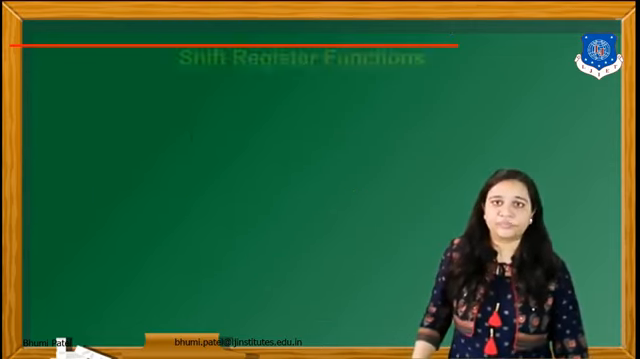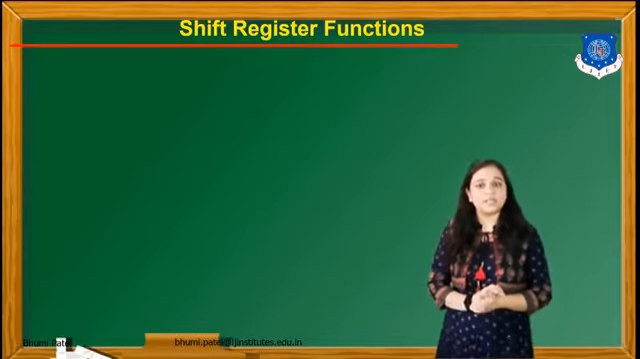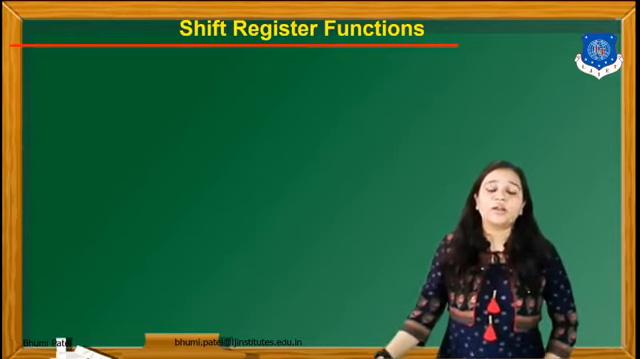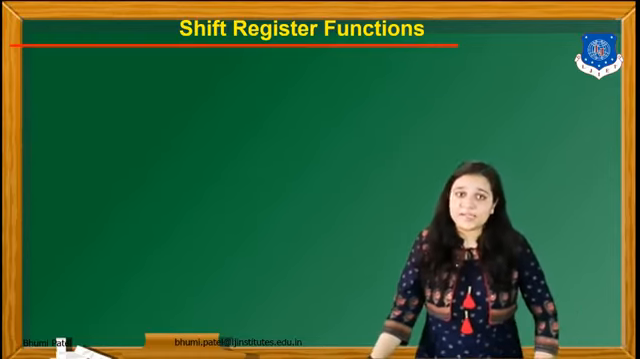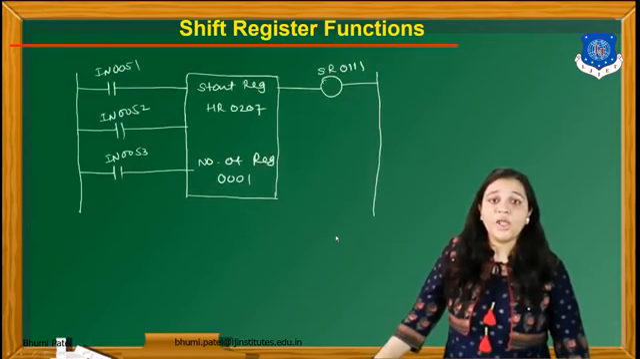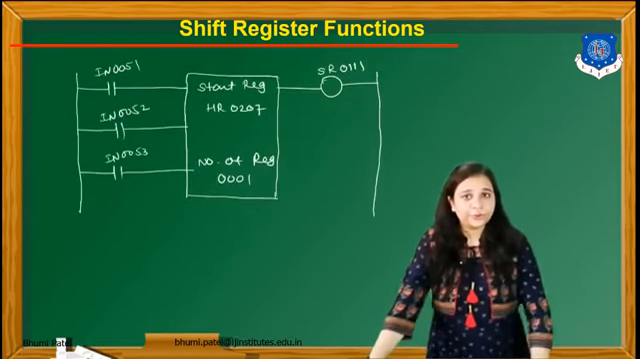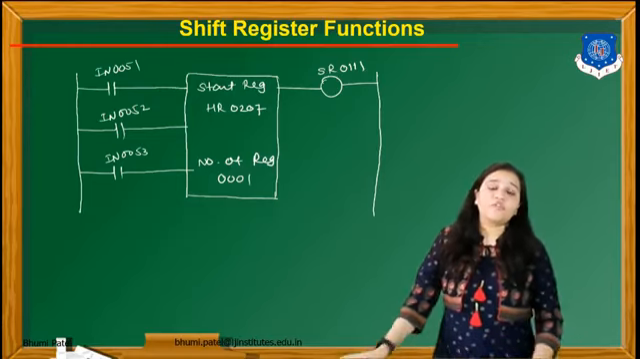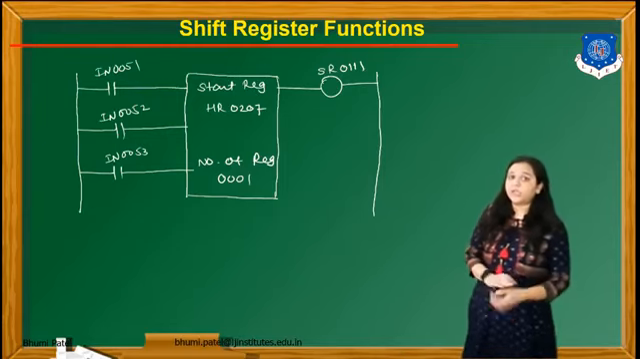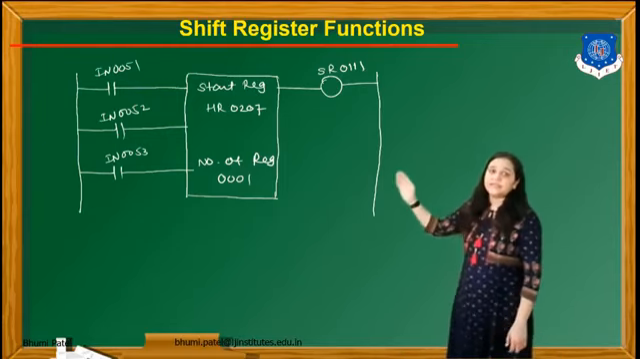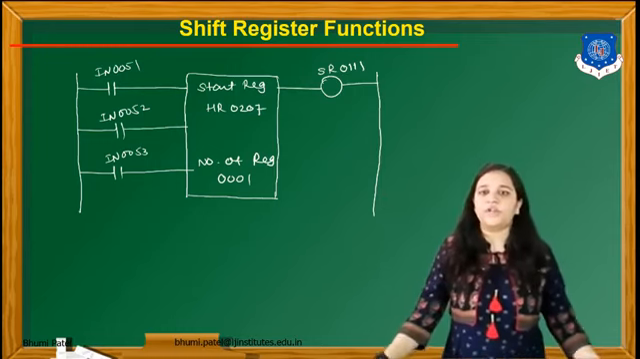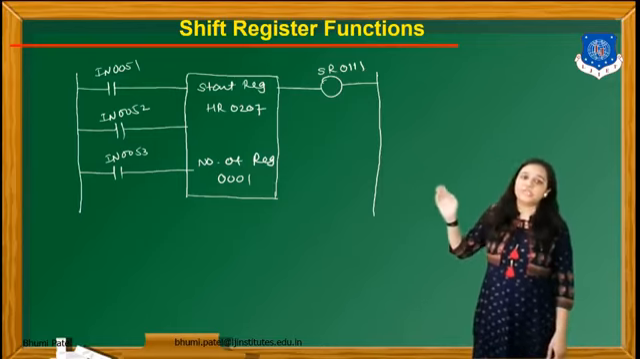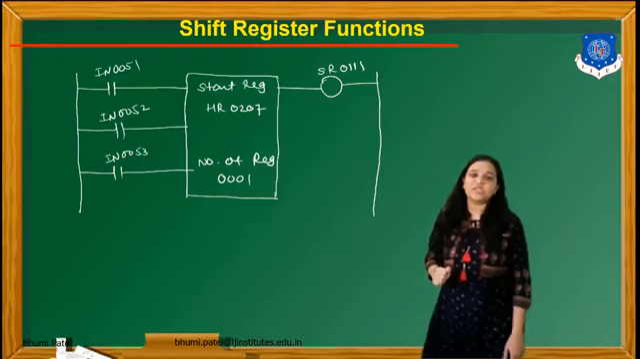Clear? Now the next one is the shift register function. If you have to shift a particular bit for a particular address, you have to use the shift register function. As you know, generally we use shift right register and shift left register. What is the block format of the shift register? Here the number of inputs is 3: IN0051, IN0052 and IN0053. The starting register will be HR0207 and the number of registers will be 0001.